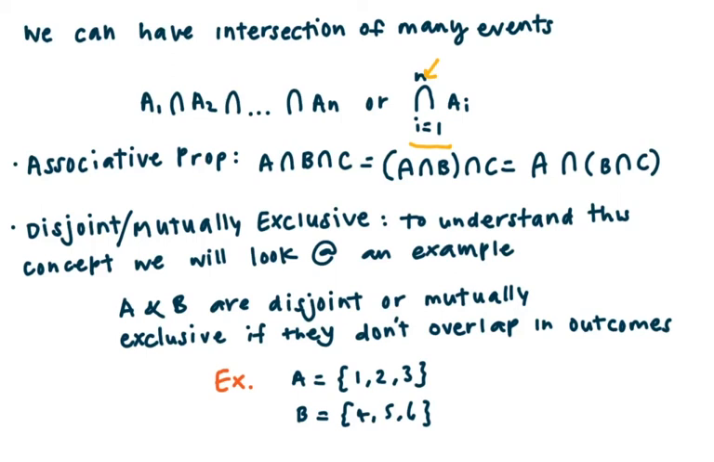Okay, next we're looking at disjoint, or mutually exclusive. To understand this concept, we're going to look at an example.